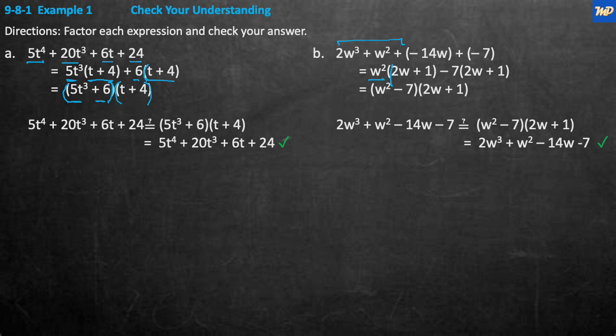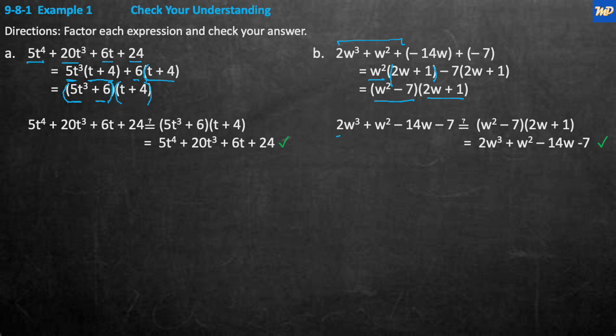Okay, now we go to the next term. So there's our first term right here, first binomial. So now what can we factor out of negative 14w and negative 7? We can factor out a negative 7. And when we do that, we get a negative 7 times 2w, because negative 7 from 14w is 2w. And negative 7 times 1 is negative 7, so we're left with a 1. So we have w squared minus 7 and 2w plus 1. That's our solution.